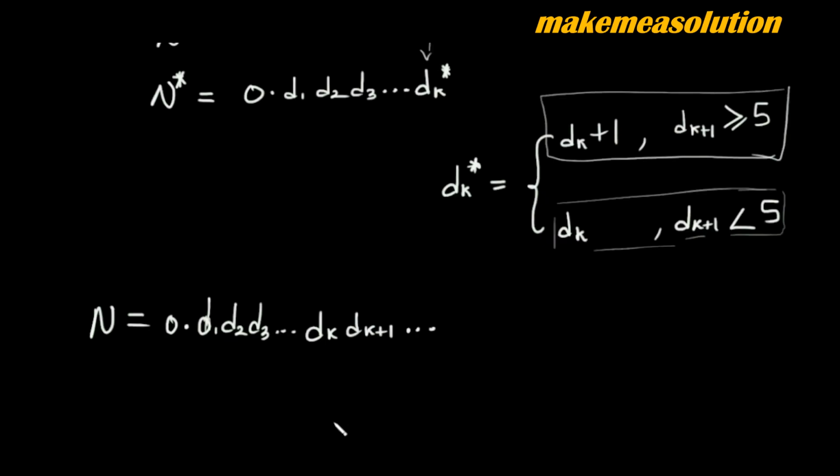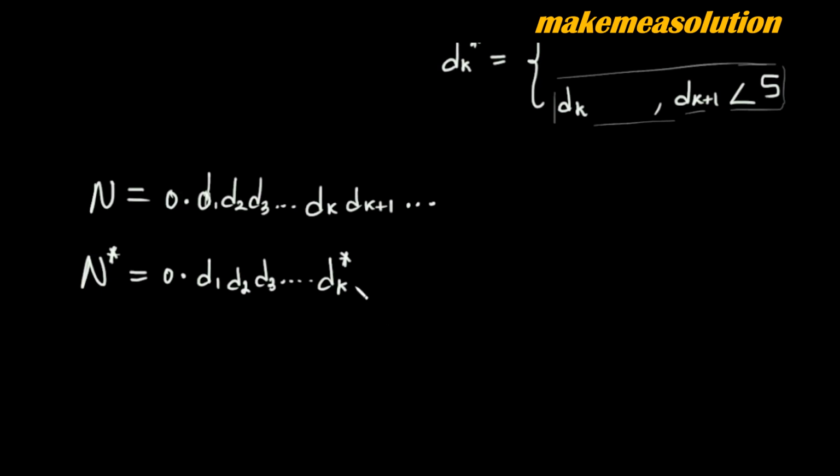There's dk plus 2, dk plus 3, and the approximated, or rounded off, version is now 0.d1, d2, d3. Then we are stopping at the kth decimal place, so this is my dk asterisk. So all the other digits have been neutralized.